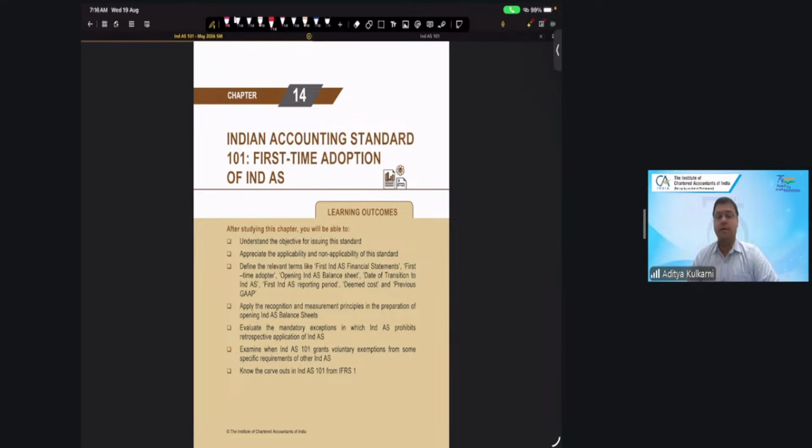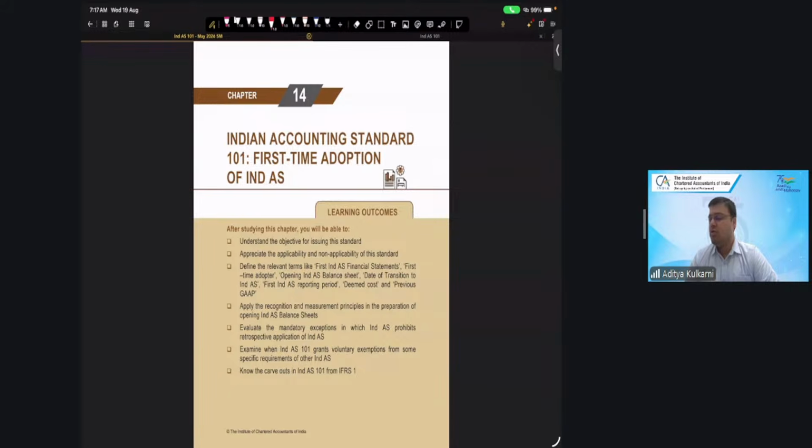Ind AS 101 says, instead of going for a full convergence, you can assume a particular value. You can assume a particular treatment. And once that is there, you follow that treatment and henceforth you follow the requirements of Ind AS. So Ind AS 101 is basically a list of items where you are permitted to deviate from the regular Ind AS requirements only as far as it pertains to the transition.